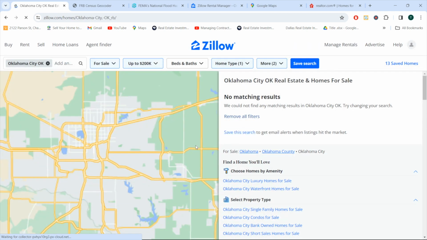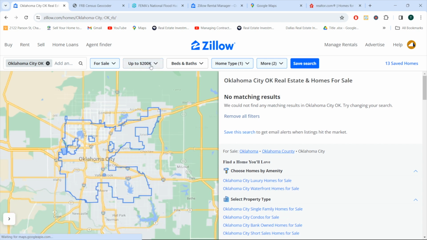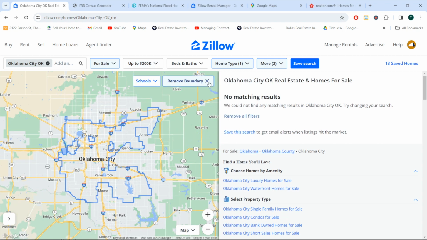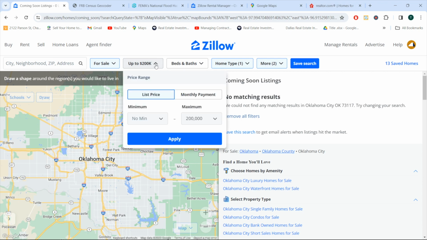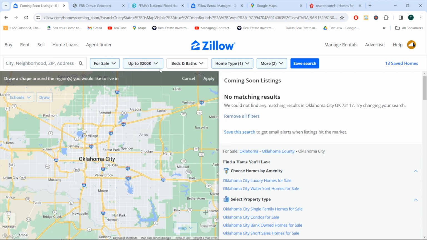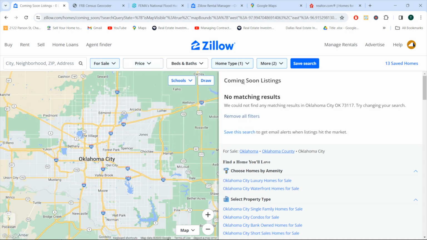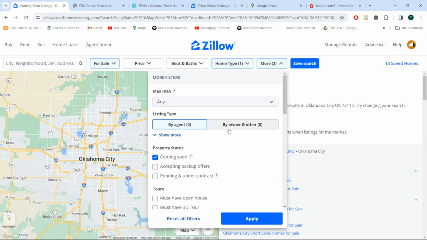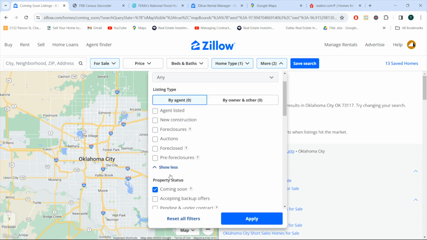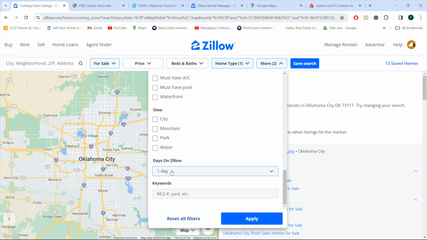Oklahoma is kind of a nice market because it's not overly expensive. So I want to just open this all the way up, from 200,000 to no max. There we go. Home type, houses, two more. Let's see. Coming soon, owner up. I'm just going to set this up for us real quick.